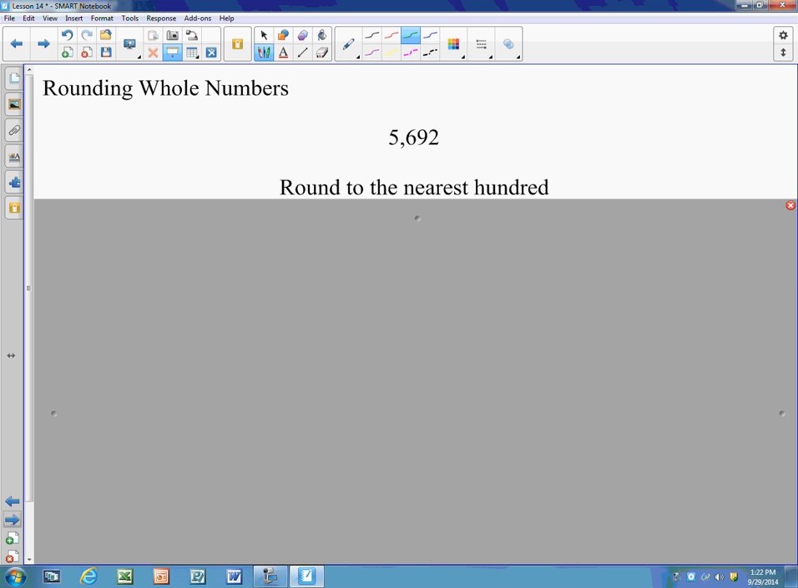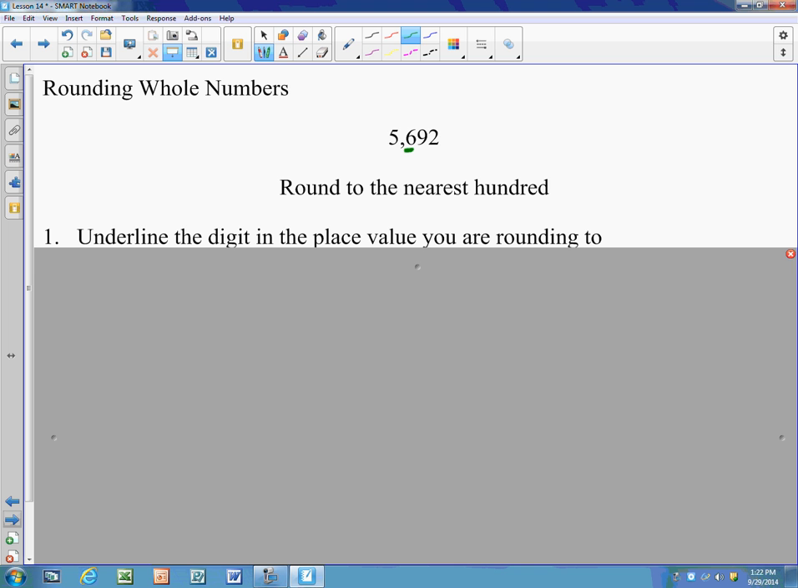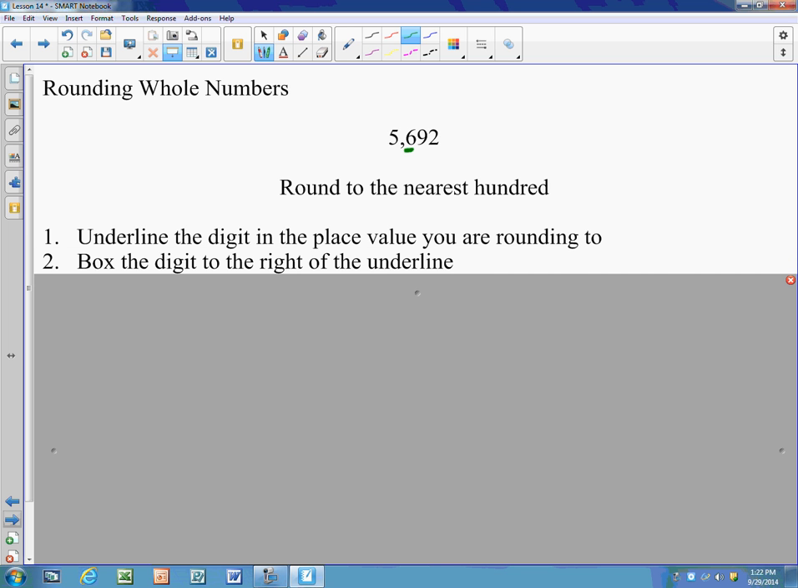Now 5,692 rounded to the nearest 100. I'm going to underline the digit 6, which is in the hundreds place. That's my step 1. We all know the next step by now, which is to box the digit to the right. I'm boxing that digit. I cannot touch the number in the box. I'm only touching the number to the left if I need to.